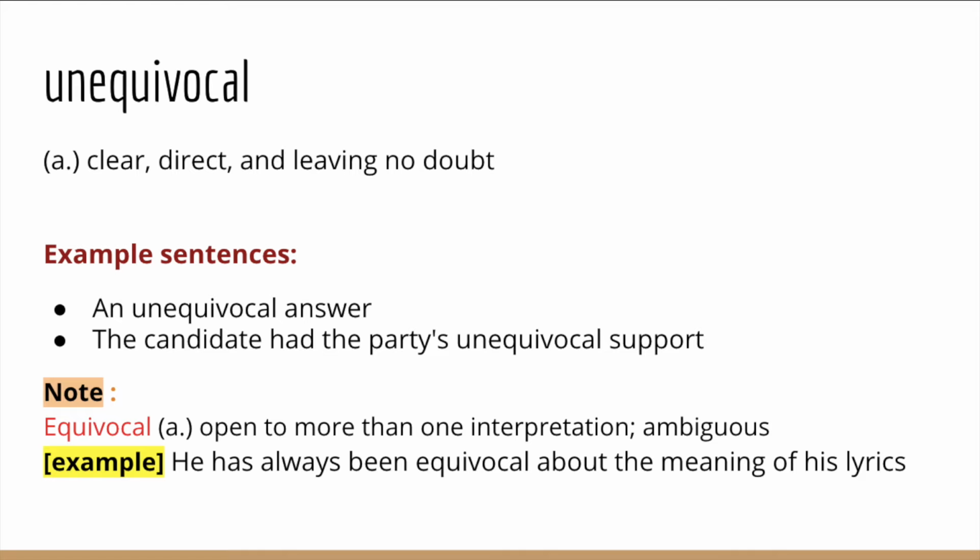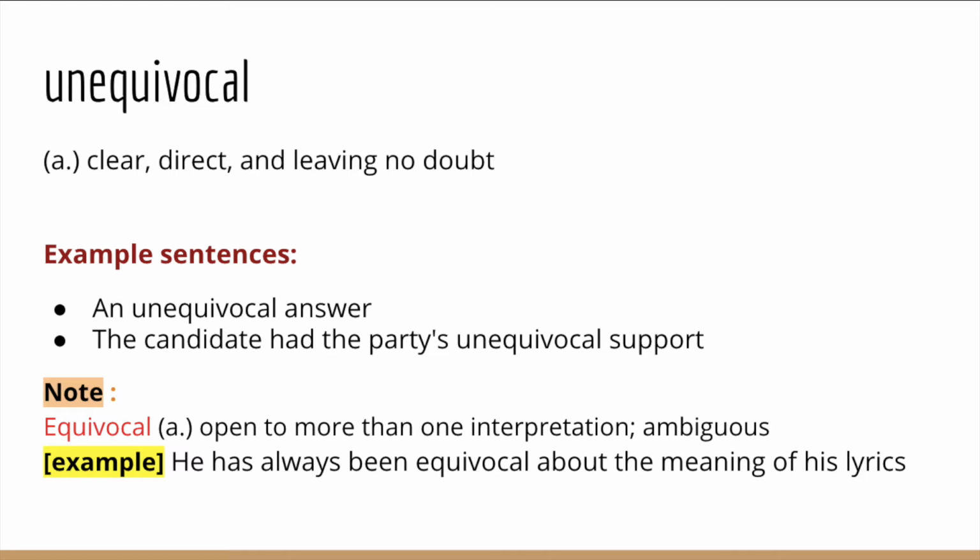So when the party say, we are going to support candidate A, and by that they mean it. If they say, we are going to support candidate A, and just candidate A, only candidate A, that's kind of support without any doubt. That is an unequivocal support. The antonym of unequivocal is equivocal.